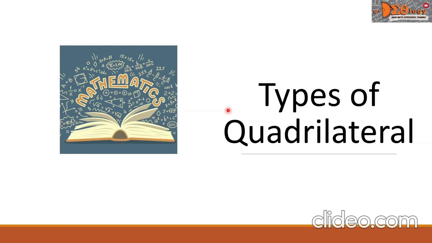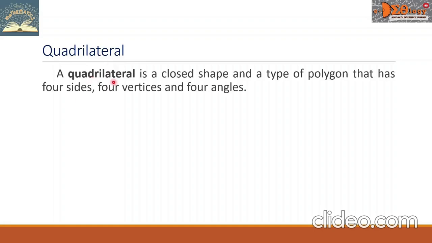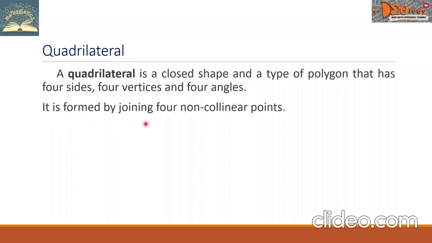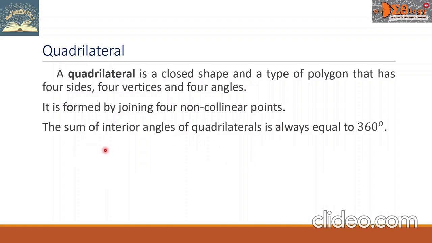Hi everyone. Today we're going to study types of quadrilateral. First, let us define quadrilateral. A quadrilateral is a closed shape and a type of polygon that has 4 sides, 4 vertices, and 4 angles. It is formed by joining 4 non-collinear points. The sum of interior angles of quadrilaterals is always equal to 360 degrees.